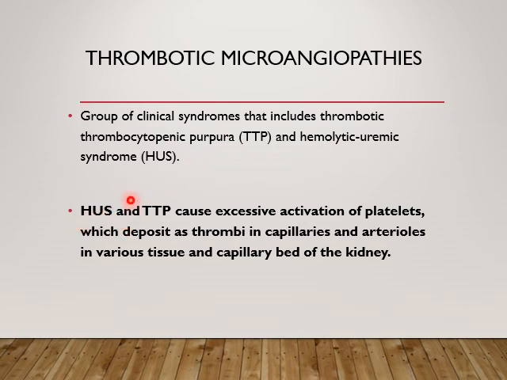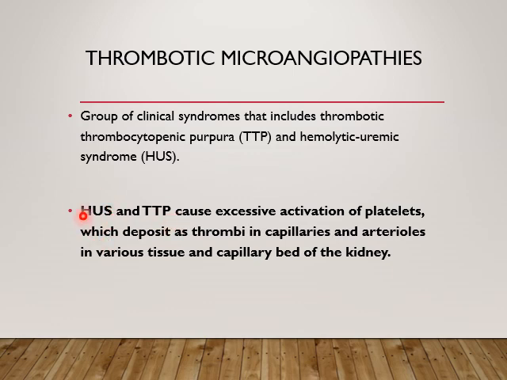So what happens exactly in TTP and HUS is, in thrombotic thrombocytopenic purpura, these patients have a deficiency of one protease enzyme, ADAMTS13, that plays a very important role in degradation of von Willebrand multimers. Due to the deficiency of that protease enzyme, it fails to break down the von Willebrand multimers. It causes excessive activation of platelets along with fibrin, which will be deposited as thrombi in the capillaries and even the arterioles of the kidney. So that is the mechanism in TTP.